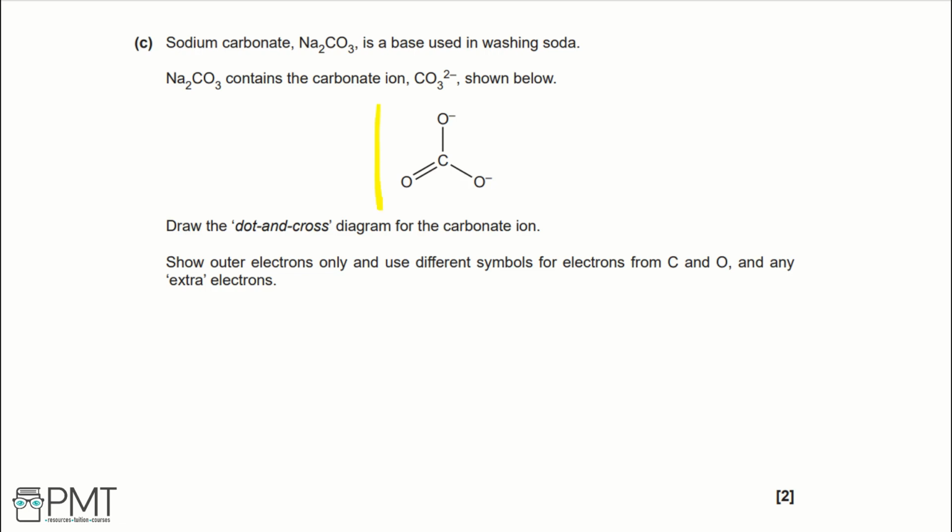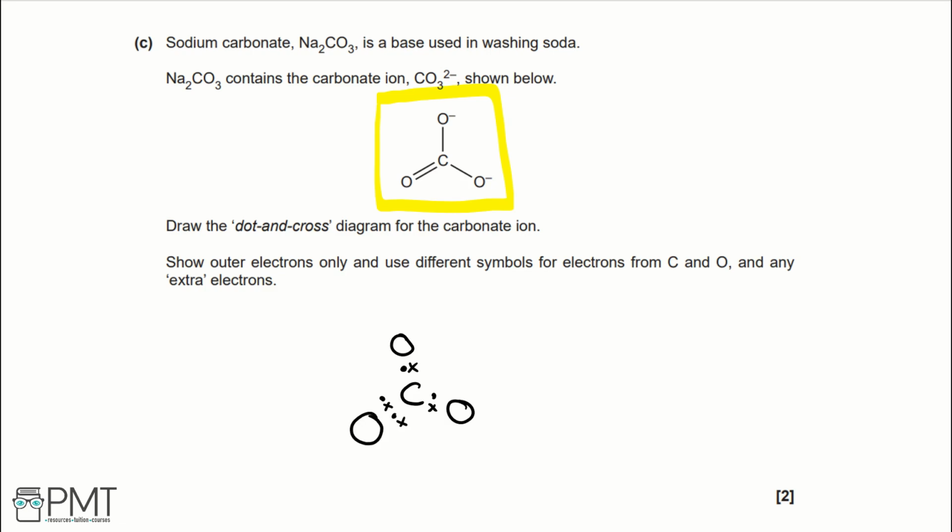In this question, we're given the structure of a carbonate ion, so we can use this as a guide when drawing our dot and cross diagram. We'll have our central carbon, our single bonds between carbon and two oxygens, and then a double bond between carbon and oxygen in the carbonate ion.